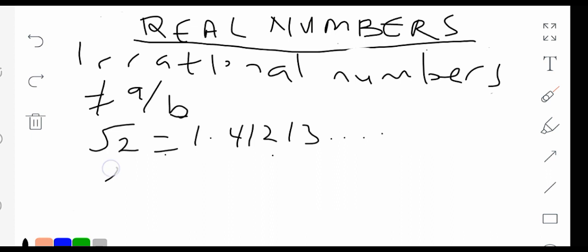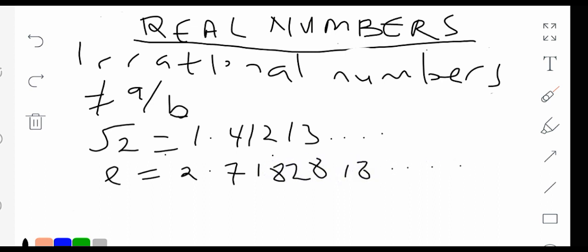So we also have e. If you press e in your calculator, it will give you 2.7182818 and keep going like that. Pi too, our pi is 3.145 and keeps going like that.